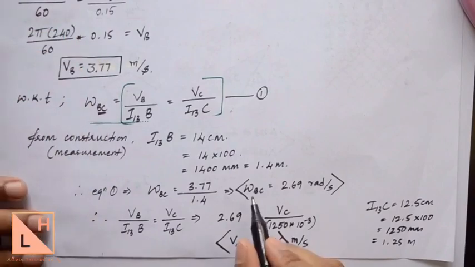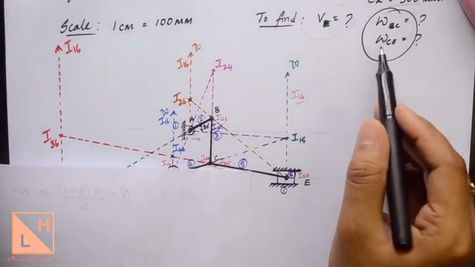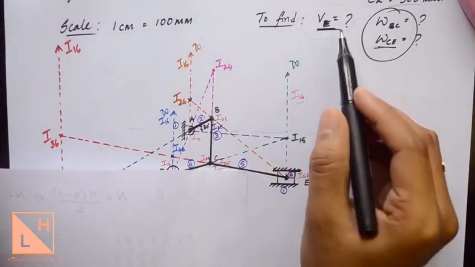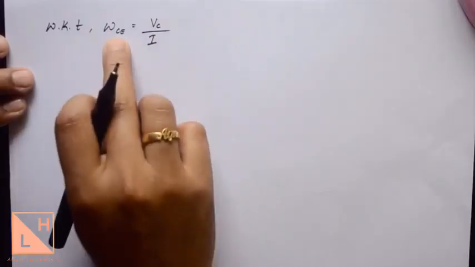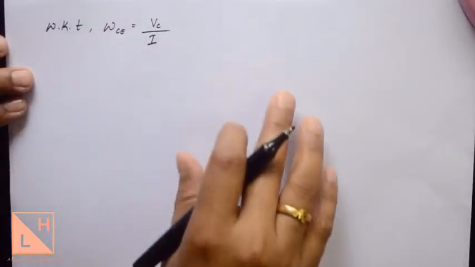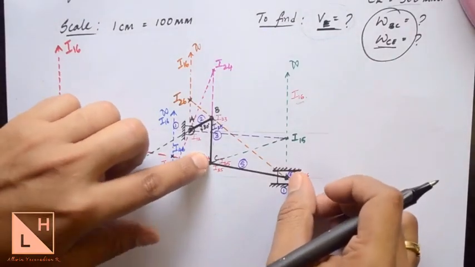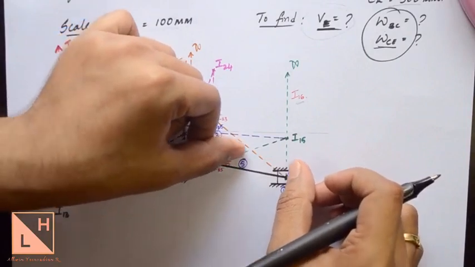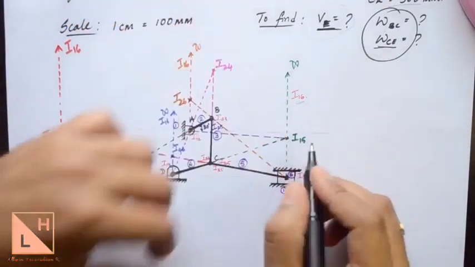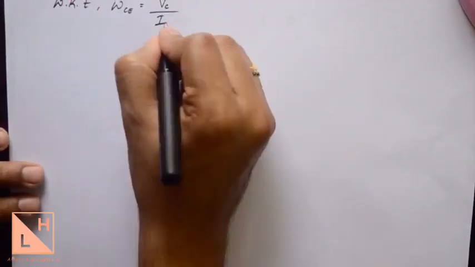Now we need to find the angular velocity of BC as well as the angular velocity of CE, right? So omega BC is done. We need to find out omega CE as well as the velocity at point E. Look at the center of rotation for the link CE, right? If you look at the link CE, the center of rotation for this link CE is given by the lines which are emerging from there, and where they intersect. It is going to intersect at I15. So take this as the center of rotation for the link CE.